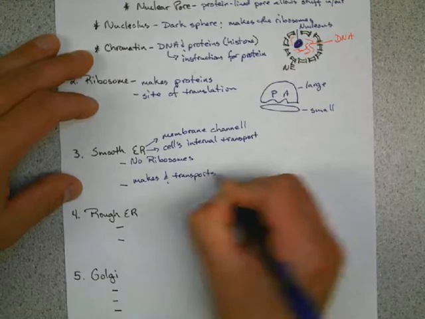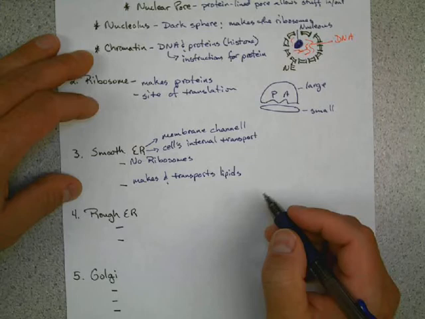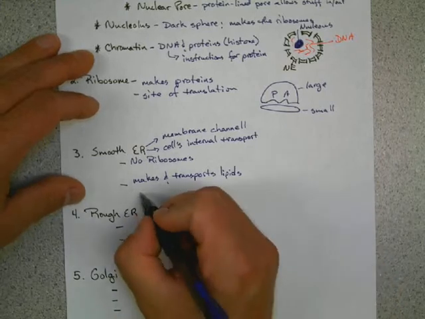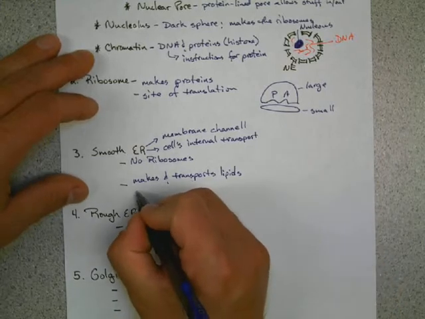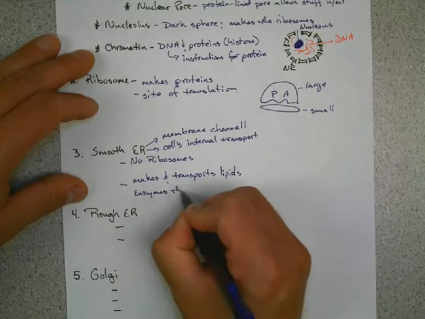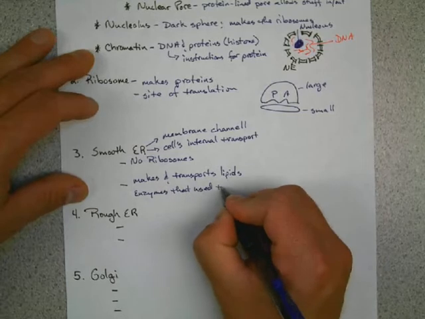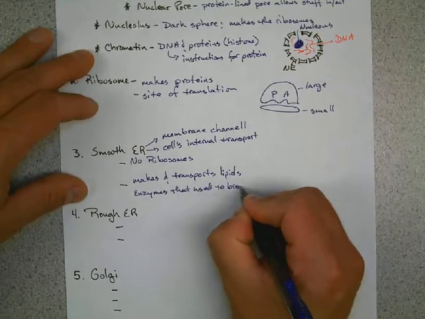Not going to be able to make proteins or anything like that because it has no ribosomes. It also will have enzymes that are used to break down toxins. And you're going to find a lot of these in your liver.